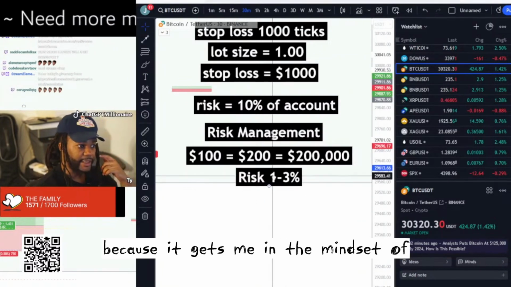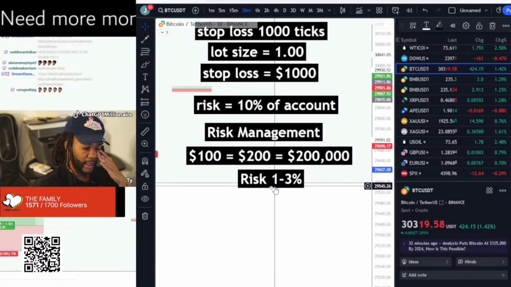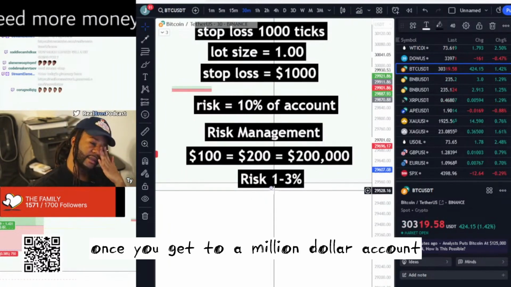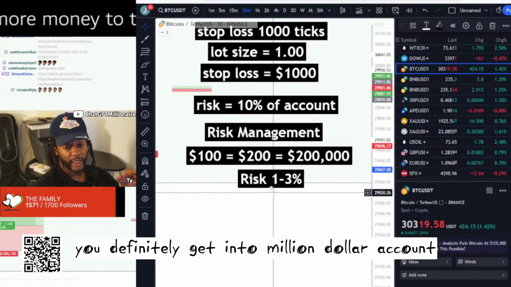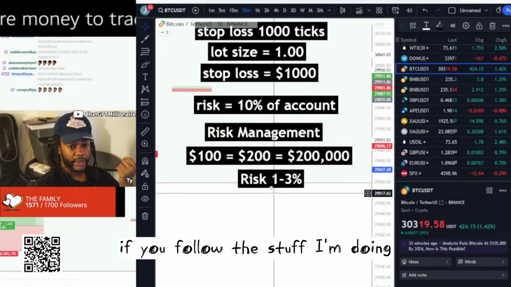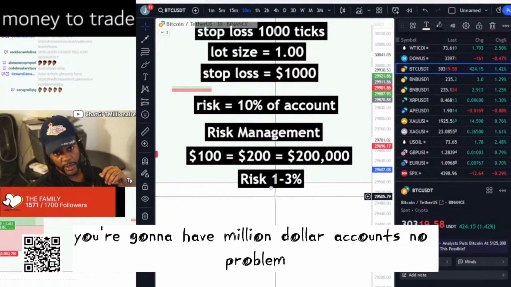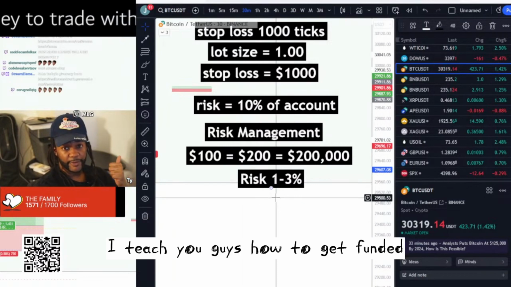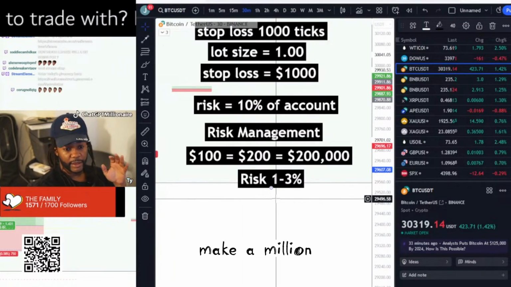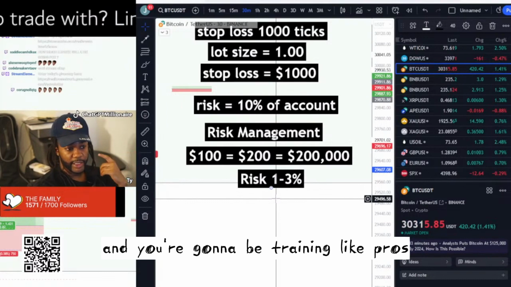because it gets me in the mindset of when I have $1 million. Say, once you get to a $1 million account, and you guys are all gonna get here. If you guys are watching this, you're definitely getting to a $1 million account. If you're following the stuff I'm doing, you're gonna have $1 million accounts, no problem. In a matter of a month, it doesn't take long to get it. I teach you guys how to get funded. You don't have to go out and make $1 million. You guys are gonna get funded, and you're gonna be trading like pros.